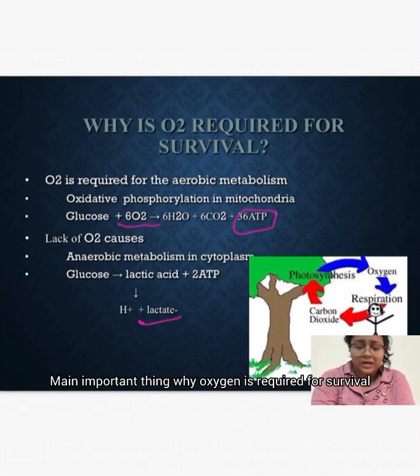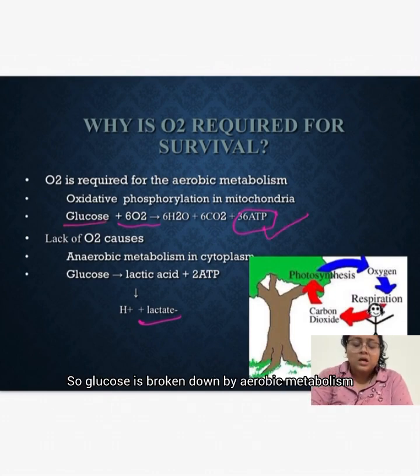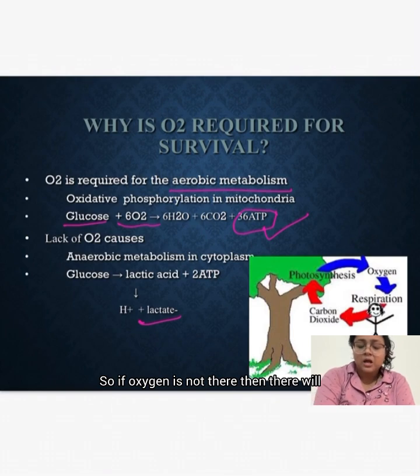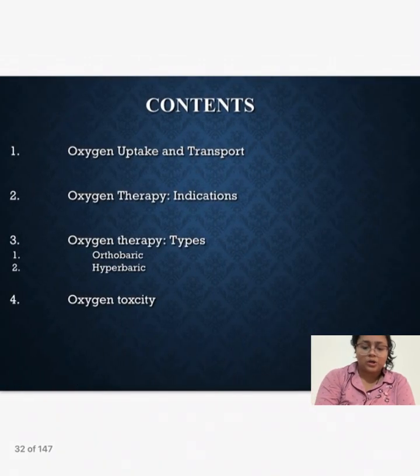The main important thing, why oxygen is required for survival: oxygen gives 36 ATPs when it meets glucose. So glucose is broken down by aerobic metabolism with the help of oxygen only. If oxygen is not there, then there will be generation of only 2 ATPs from glucose, and lactic acid will accumulate, leading to acidity in the blood. So it is not good for the body.